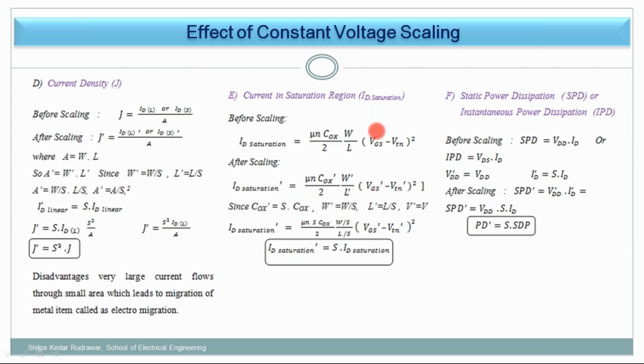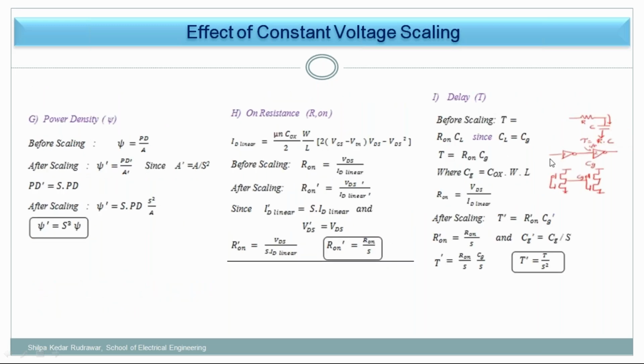So over here, you are able to see the things the same way as mentioned. Here the voltage is kept constant instead of being scaled down by S. Because of that, the saturation current is also increased by a factor S. Static power dissipation also increased by a factor S. So this is again a drawback, because power dissipation increases. As the voltage is kept constant, definitely it is going to increase the power dissipation.